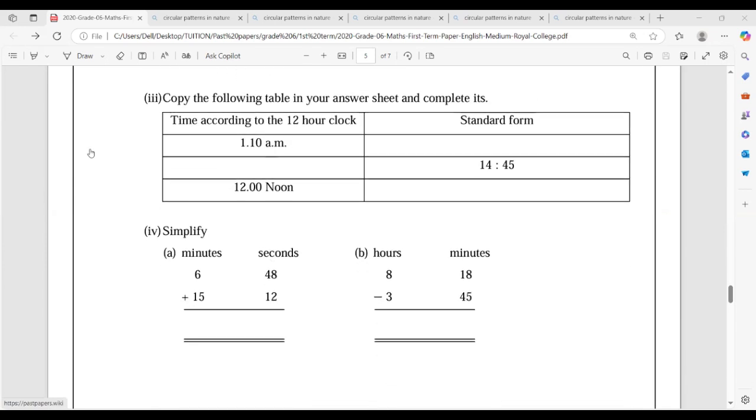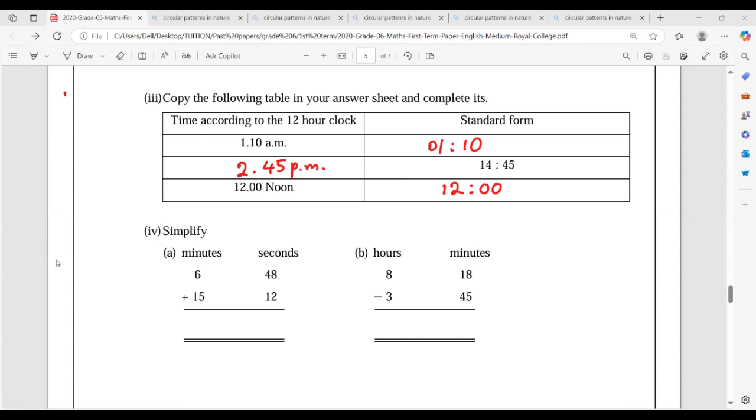Okay. Copy the following table in your answer sheet and complete it. Time according to 12-hour clock, and in the standard form, 1 a.m. has to be 01:10. It looks like this. So it is 14:20, 14:45 means 2:45 p.m. 12 noon, you write like 12:00. Fine. It's a very simple thing.